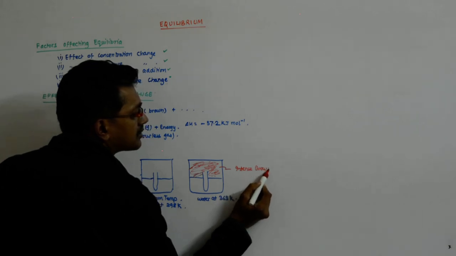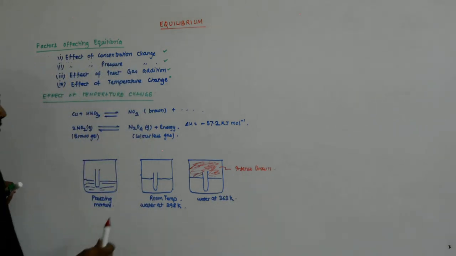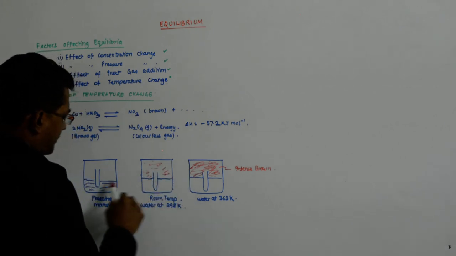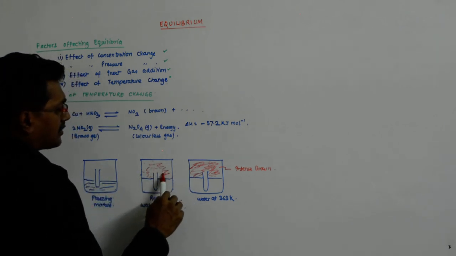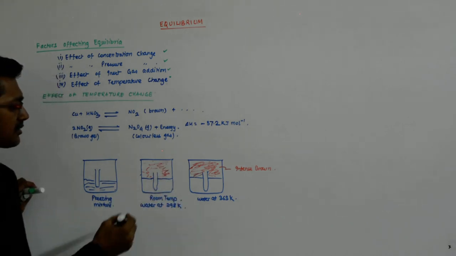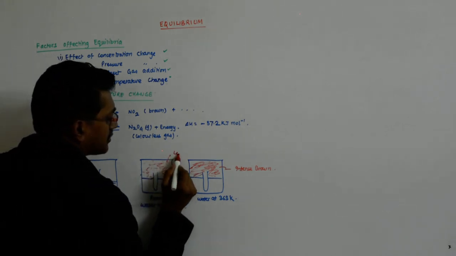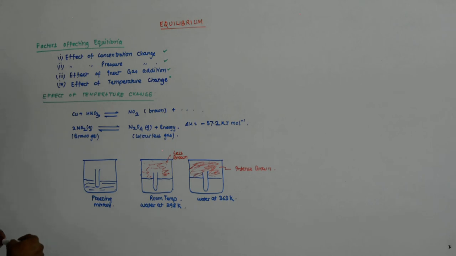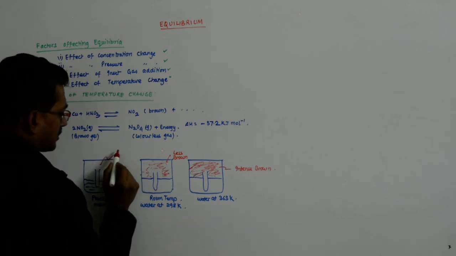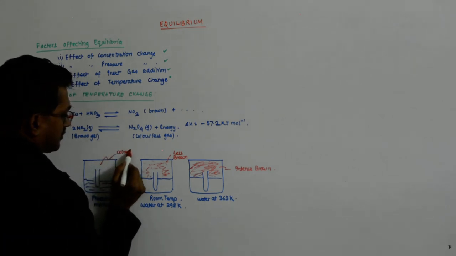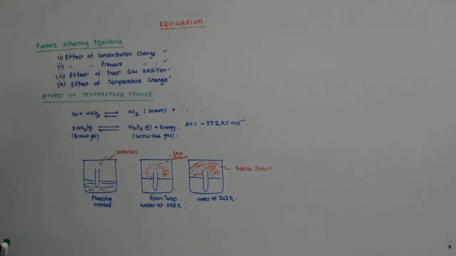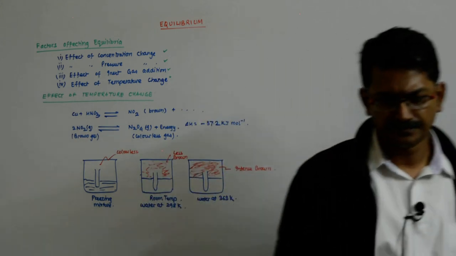But won't that brown color also disappear because it is forming CO and HNO2? No. After this reaction is complete, we have done that. This is less brown. And this is almost colorless.